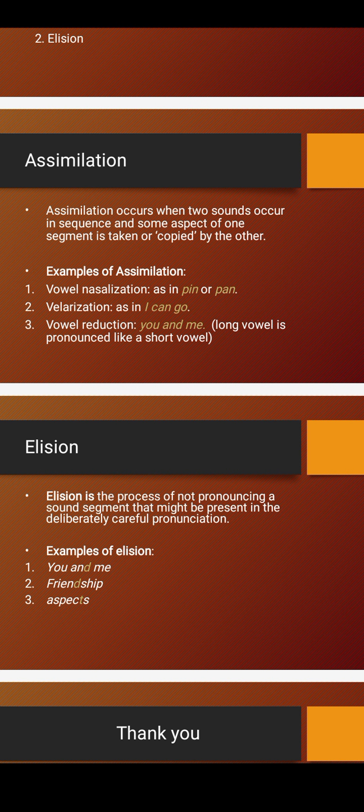And in other examples, you can see that the long vowel is shortened, which is known as vowel reduction, and velarization, where in can, the final n takes the velarized effect from the g sound and becomes a bit velarized. Instead of saying I can go separately, we usually speak in a rapid form and we say I can go, where the final nasal n takes a bit of effect from the velar g.